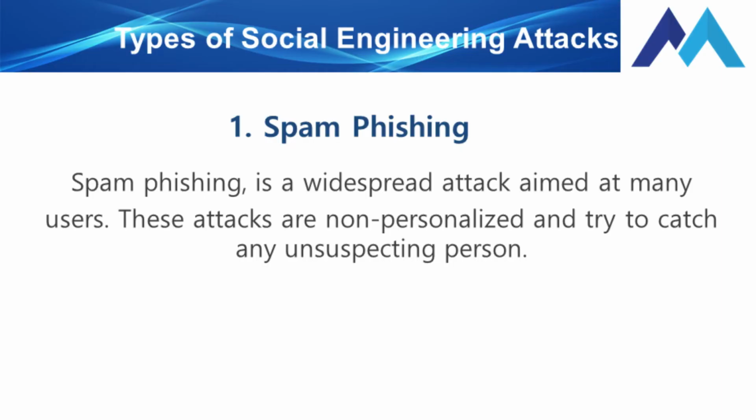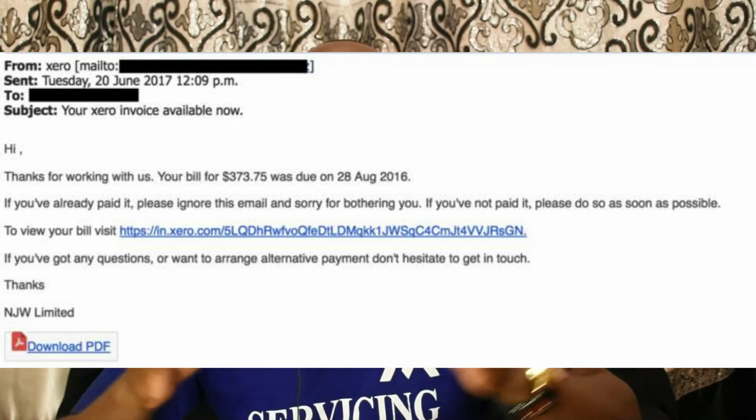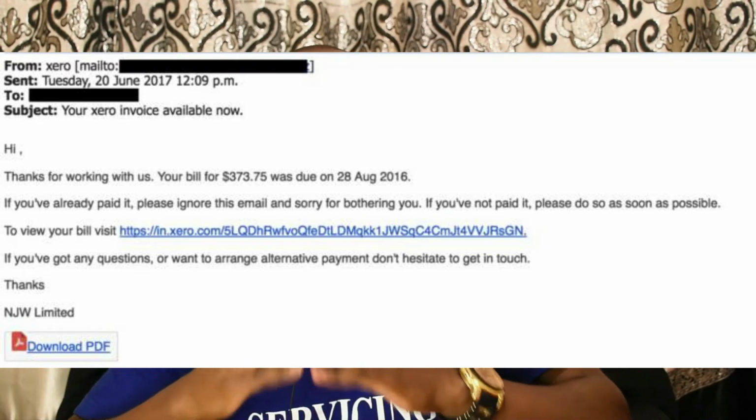Number one is what we refer to as spam phishing. This is a widespread attack aimed at many users. These attacks are non-personalized and try to catch any unsuspecting person. Some of you, I know at one point, must have received emails from anonymous users requesting you to provide your personal details, which may include your bank account details and your place of residence, so that they deposit some amount of money, since they are looking for serious people whom they can partner with and assist them in establishing some business in your residential country.